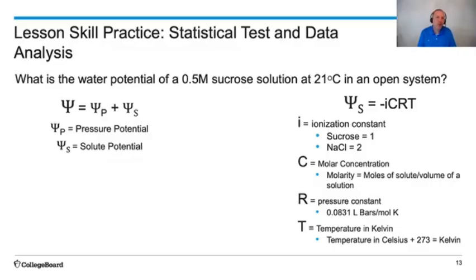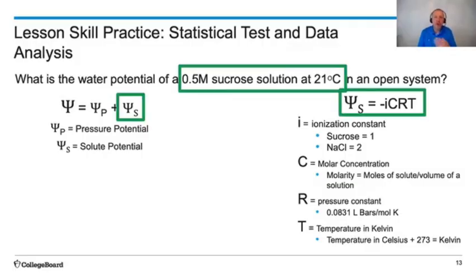Welcome back. For this question, you're looking at what is the water potential of a 0.5 molar sucrose solution at 21 degrees Celsius in an open system. For water potential, you have two equations. You have water potential equals pressure potential plus solute potential, and then you have solute potential equals negative CRT. So the first step you should have done is solve for solute potential.